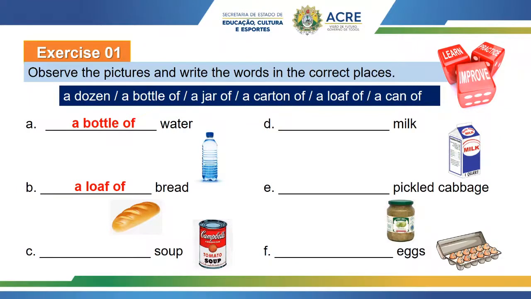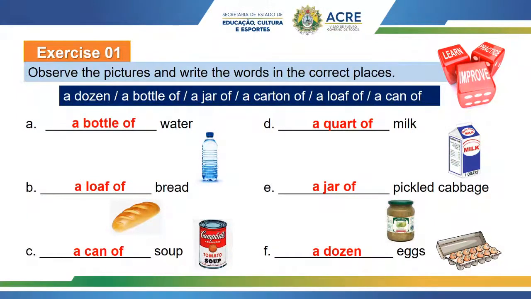Letter C, think. Let's check. A can of soup. Letter D, time to think. Let's check. A quart of milk. Letter E, pickled cabbage. Think about it. Let's check. A jar of pickled cabbage. Letter F, think about it. Let's check. A dozen eggs.